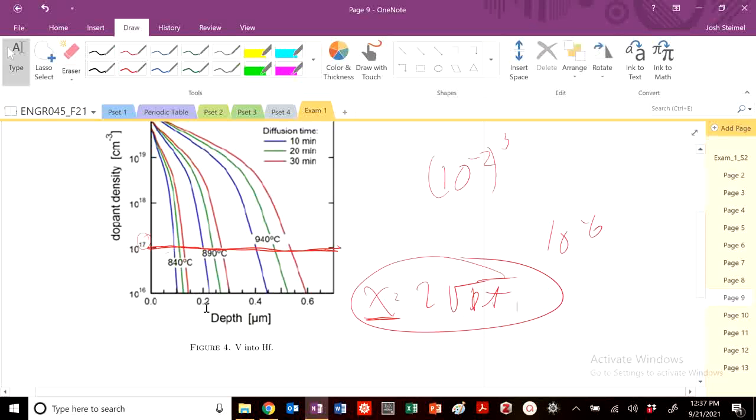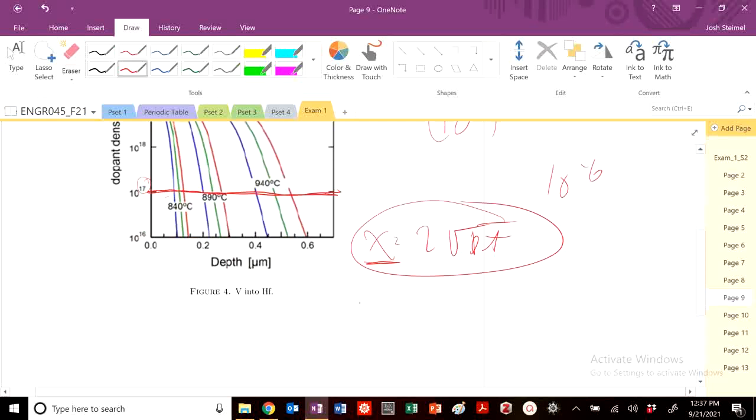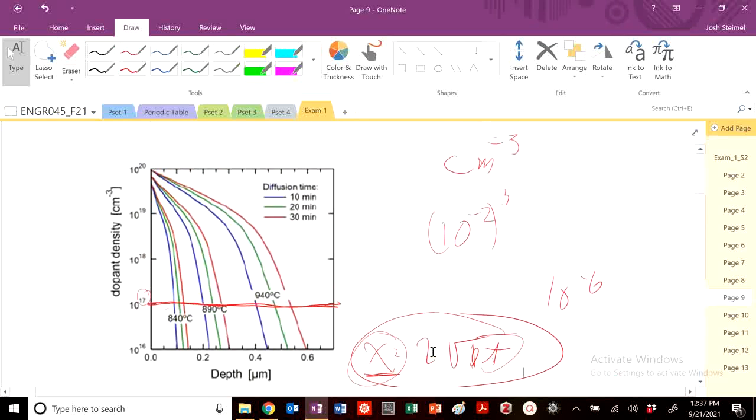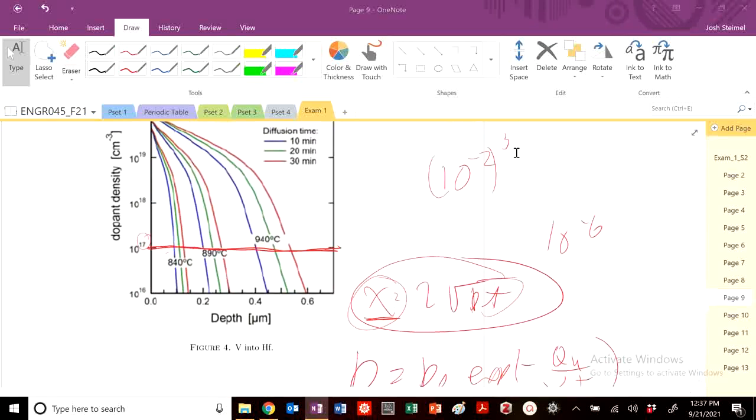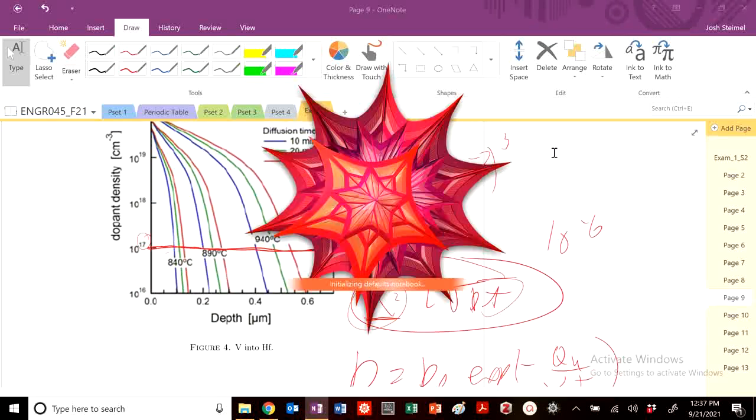So I could go ahead and calculate, and I also know that my diffusivity is D naught exponential minus Qa divided by kT. So I could use this expression given a distance and a time, solve for D, and then plug that back into this equation to solve for my activation energy of B.